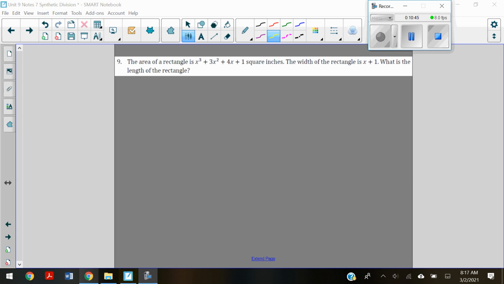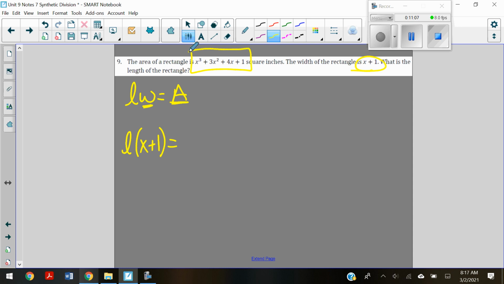All right, so we've got to think about, what is the area formula for a rectangle? Area formula for a rectangle is length times width, and that equals the area. So instead of width, we're going to put in x plus 1. So length times x plus 1 is equal to area. Now instead of area, we're going to put in the area that they give us: x cubed plus 3x squared plus 4x plus 1.